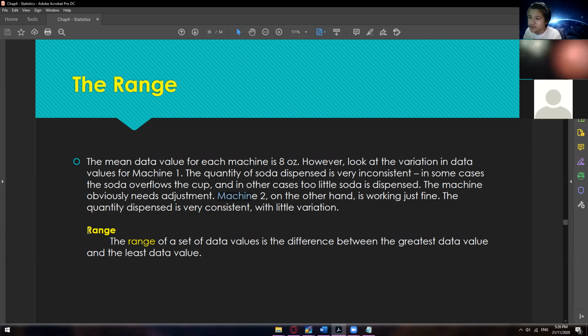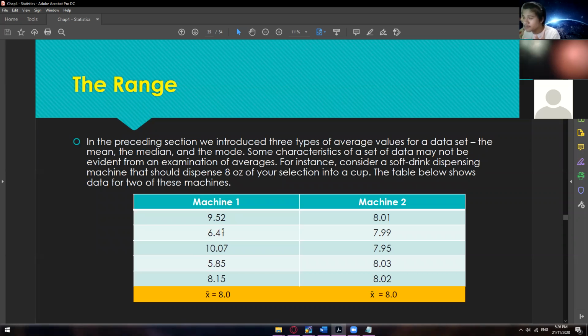Okay, so here's the main definition of the range, which we're going to use later on. The range of a set of data values is the difference between the greatest and the least data value, as I said a while ago. From here, if we go back, the highest one is 10.07 and the smallest one is 5.85. So 10.07 minus 5.85 is equal to, I'm not sure, maybe 4 point something.